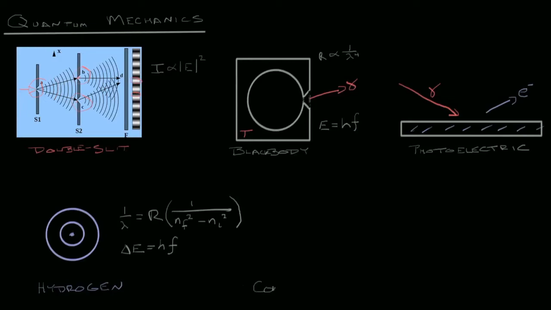The next phenomenon is Compton scattering. In this case, in gray, we have the initial condition of a photon coming up on an electron. After the collision, the photon has a new scattered angle, and the electron recoils at a certain theta. From this, we can identify a relationship between the momentum and the wavelength.